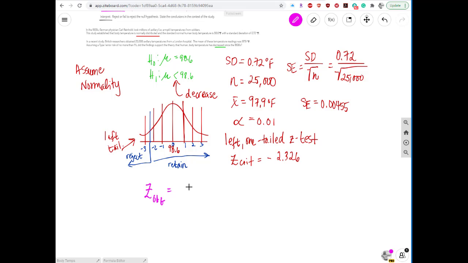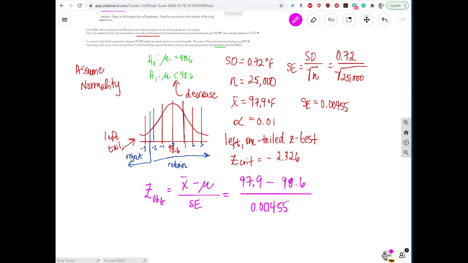is going to be the difference between my mean from the sample and the population mean, divided by the standard error. Okay, so my sample mean was 97.9, and from that I'm going to subtract my population mean, which was 98.6. It's what we use to write our hypotheses. And then I'm going to take that difference and divide it by 0.00455, which was my standard error.